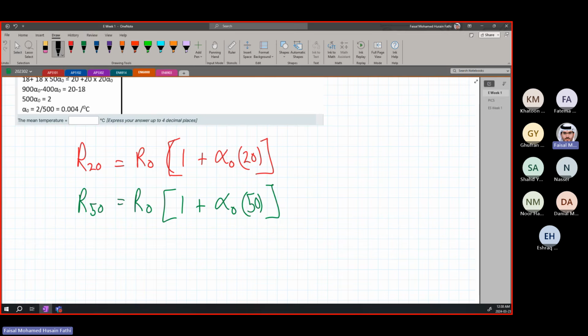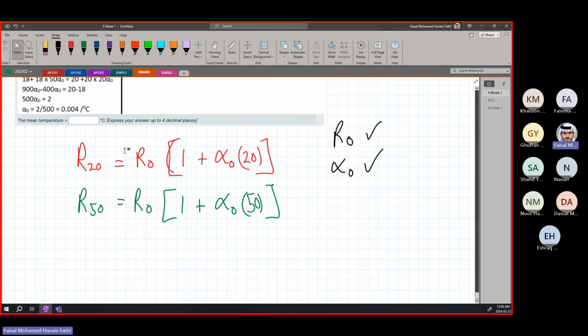To solve this, we first need to determine two things. We need to find out our R0. We need to find this. Then we need to find our alpha 0. And once we find these two values, we can find the resistance at any temperature given. These are the only two variables that will determine the resistance at any temperature. These are the parameters you need to find any resistance at any temperature.